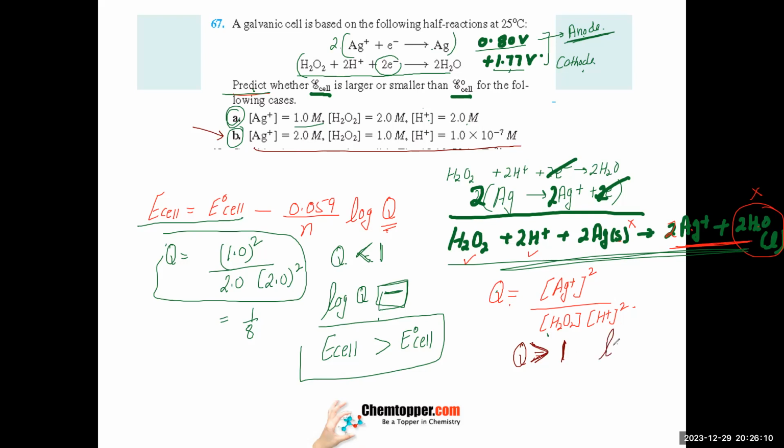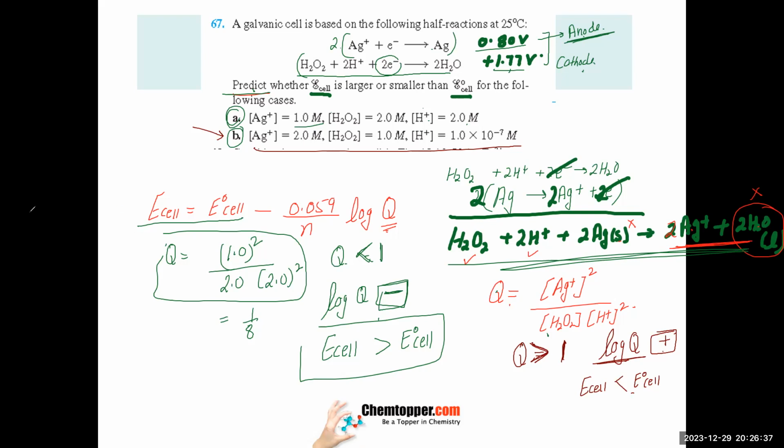Then log Q will be negative or positive? Will be positive. Okay, log Q is positive. If log Q is positive, then if I want to compare E cell with E naught cell, E cell will be less than E naught cell or more than E naught cell? It's less than. So these type of questions.